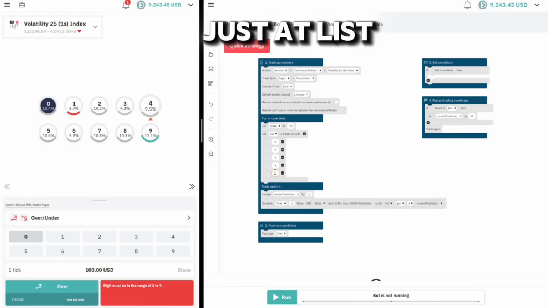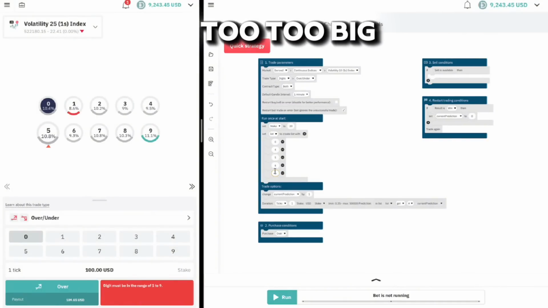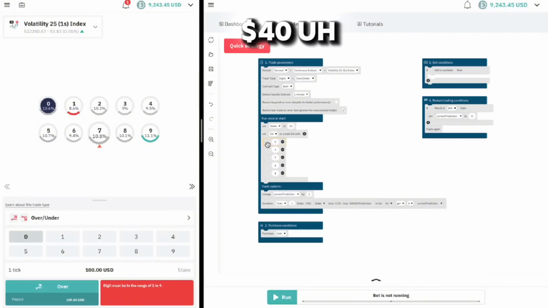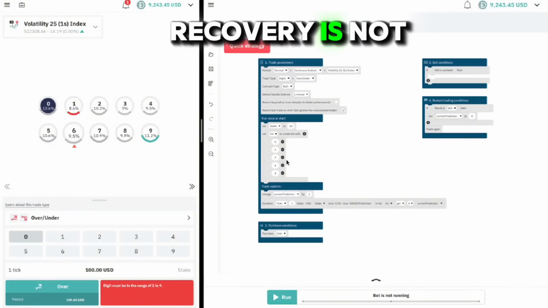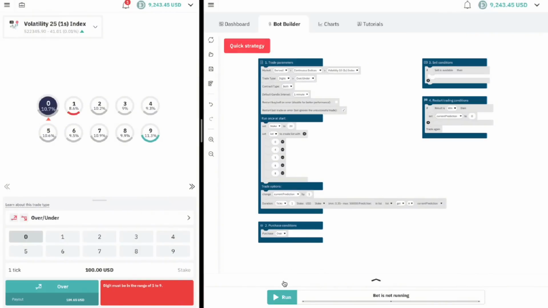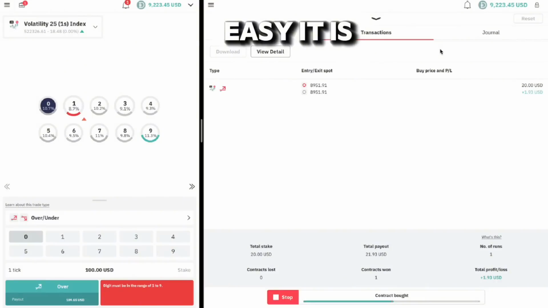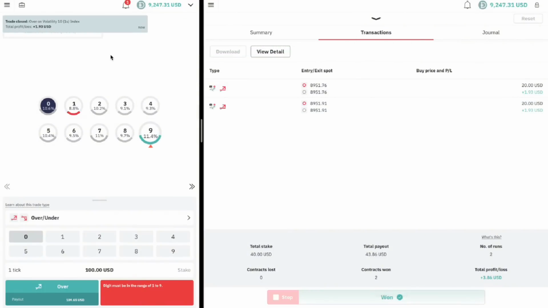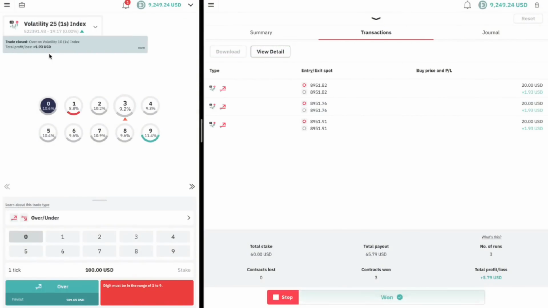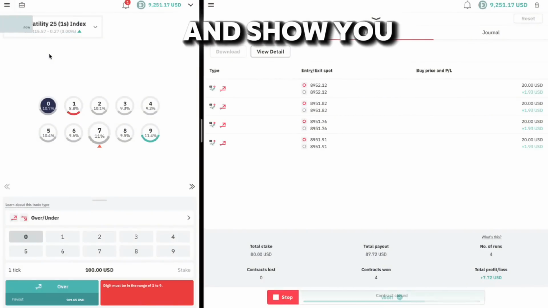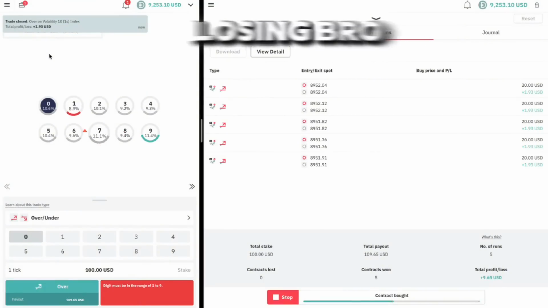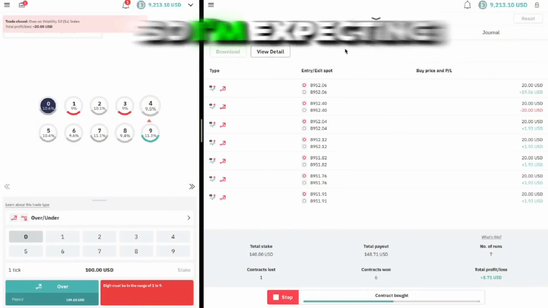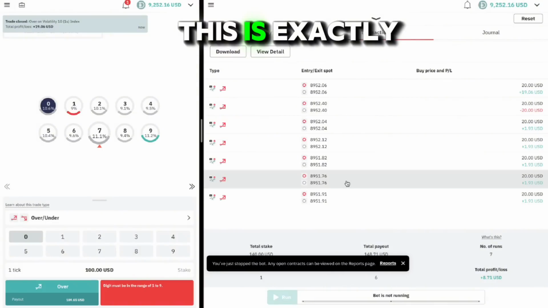So this is just a list. It's not anything too big. So just put it randomly. But of course, if you lose $40, the recovery is not over 5, but it's higher. But I was just showing you how easy it is to change these things. So this is what people do and show you a bot that is barely losing, bro. Don't be fooled, man.